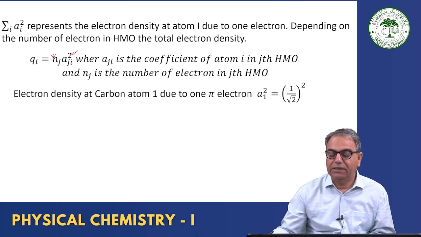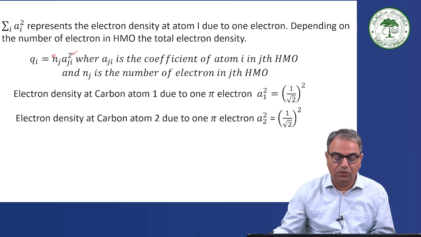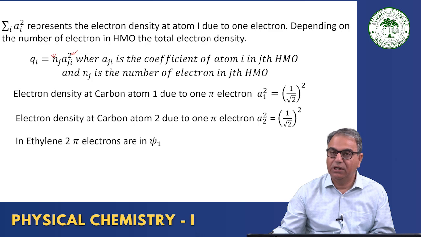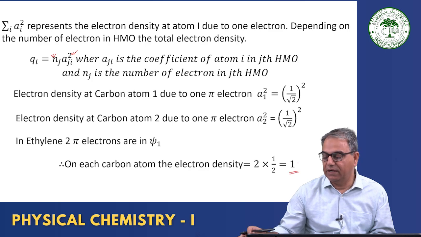So, electron density at carbon number 1 due to pi electron will be A1 square, and what is the coefficient? 1 by root 2. So, the square of 1 by root 2 will be 1 by 2, and at carbon number 2 again the coefficient is A2 square. So, it is 1 by root 2 squared, at both places it is the same coefficient. And in ethylene, 2 pi electrons are in psi 1. Both the electrons are in the first wave function. So, on each carbon atom the electron density is equal to 1. So, electron density we have calculated.